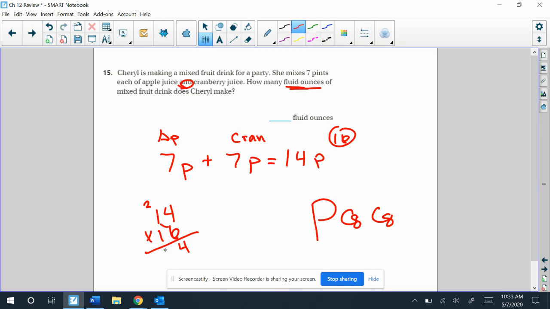There we go, 6, 7, 8, 4, and 1. Add those all up. I get 4, 8, 9, 10, 11, 12, 224 fluid ounces. This was a two-step problem. I hope you got it.